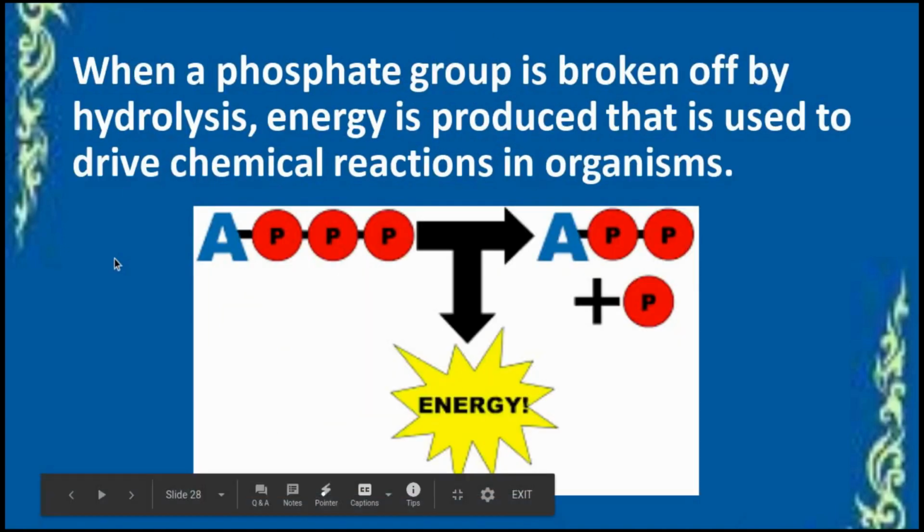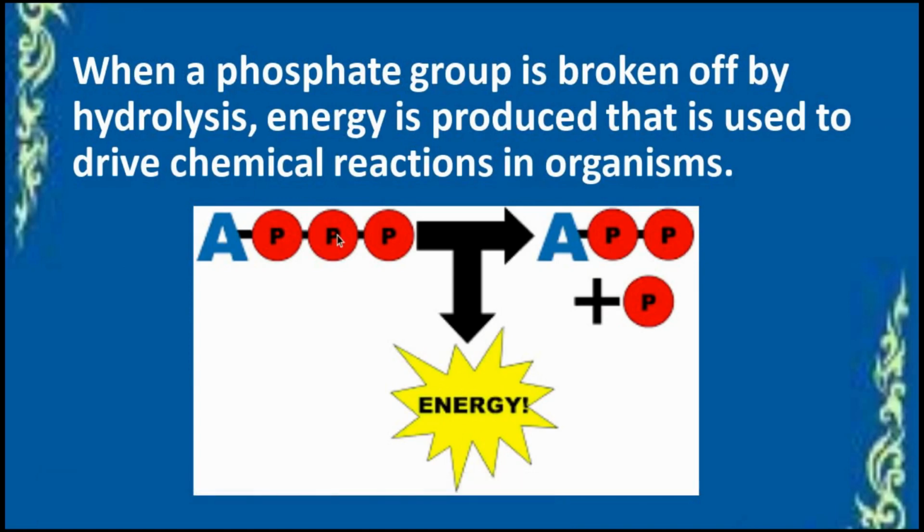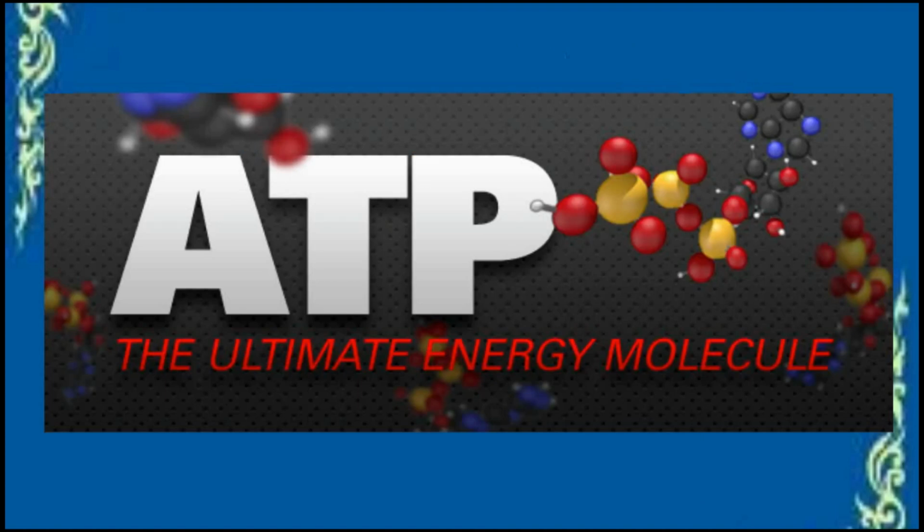When we're looking at how energy is produced, when a phosphate breaks off, energy is going to be given off. So the ATP, or 3 phosphates, breaks off one of those phosphates, gives off energy, and creates what's called ADP, or di, or 2 phosphates. So remember, the main energy molecule in our body is what's called ATP.